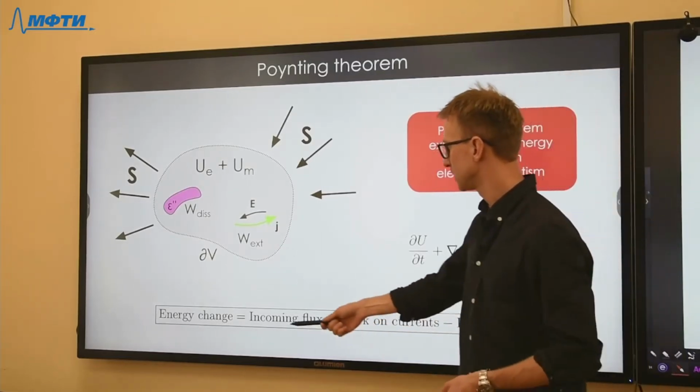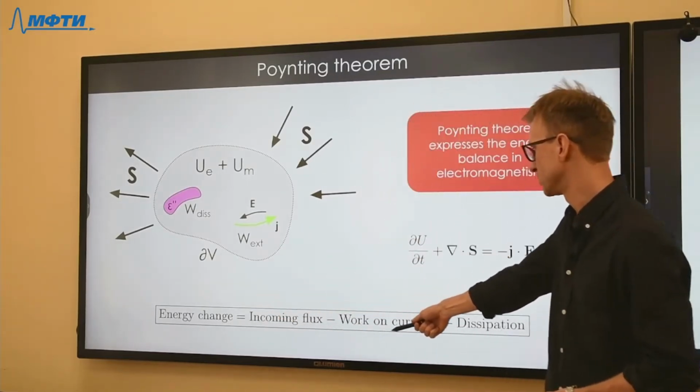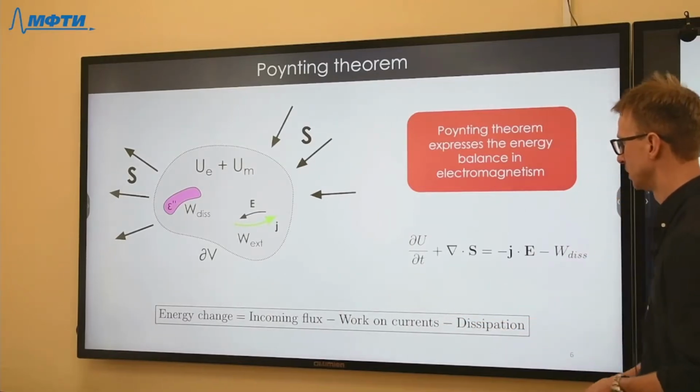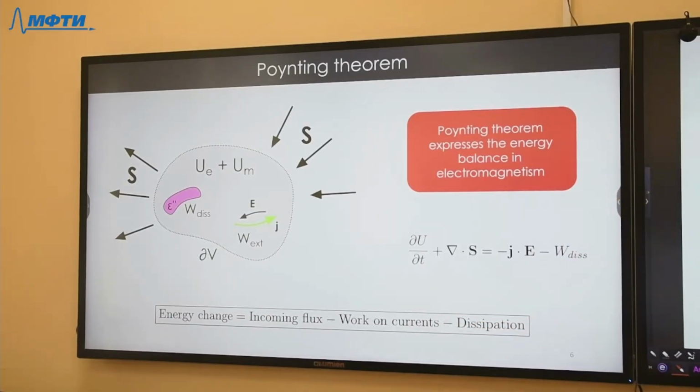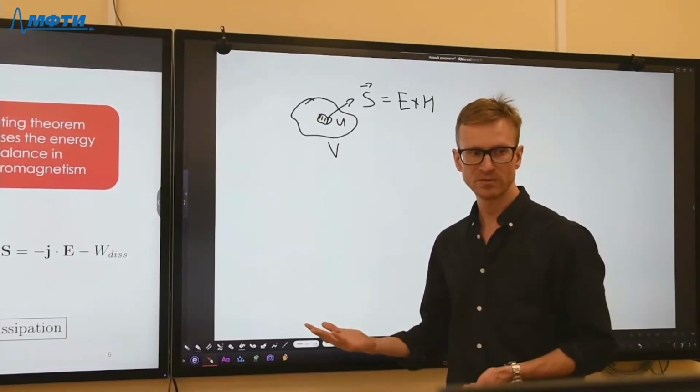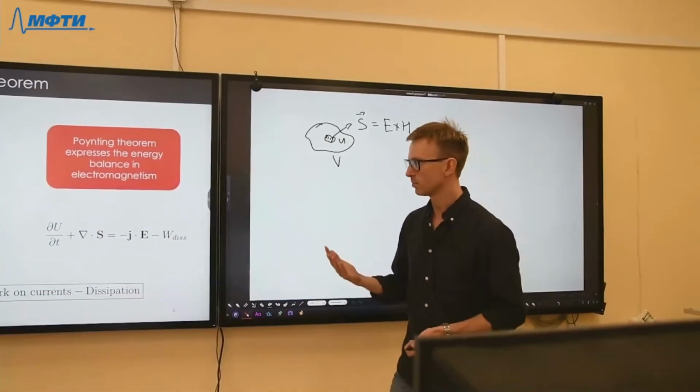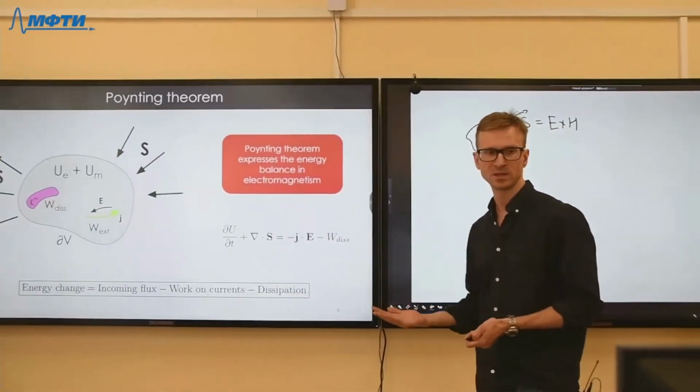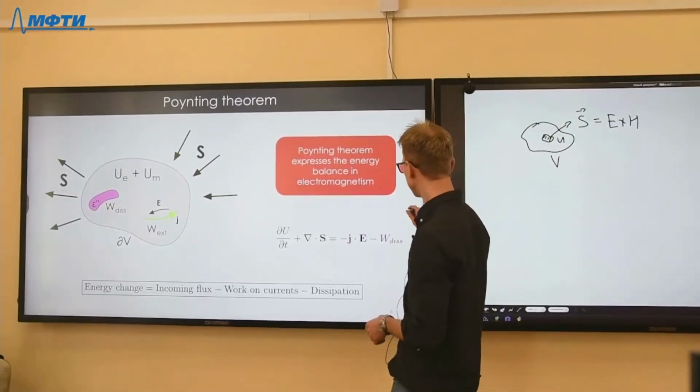So this, in words, without any mathematical symbols, expresses how the Poynting theorem works. Once again, electromagnetic energy inside the given volume can be changed by incoming or outgoing energy flux, by work done by the fields on the currents, and through dissipation of the fields in absorbing media. Okay?